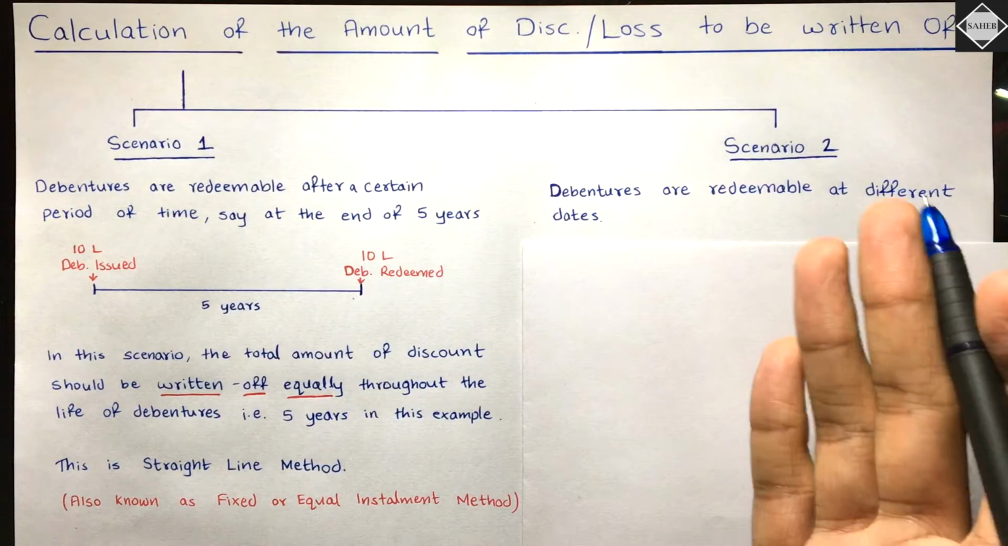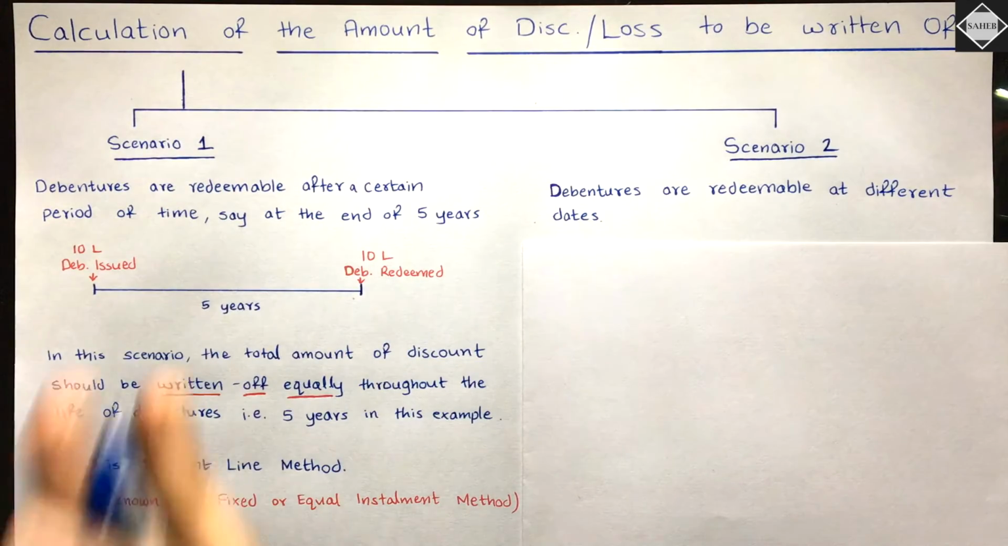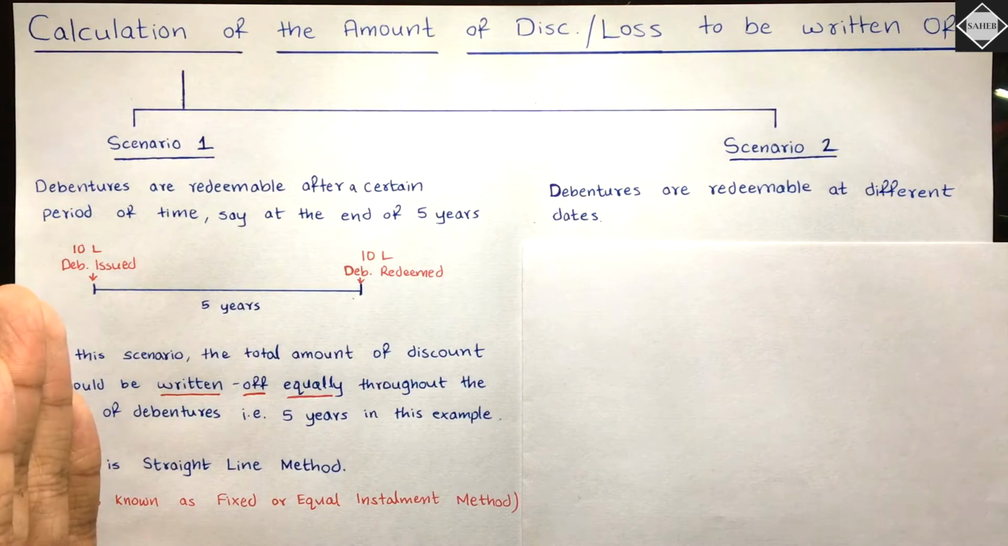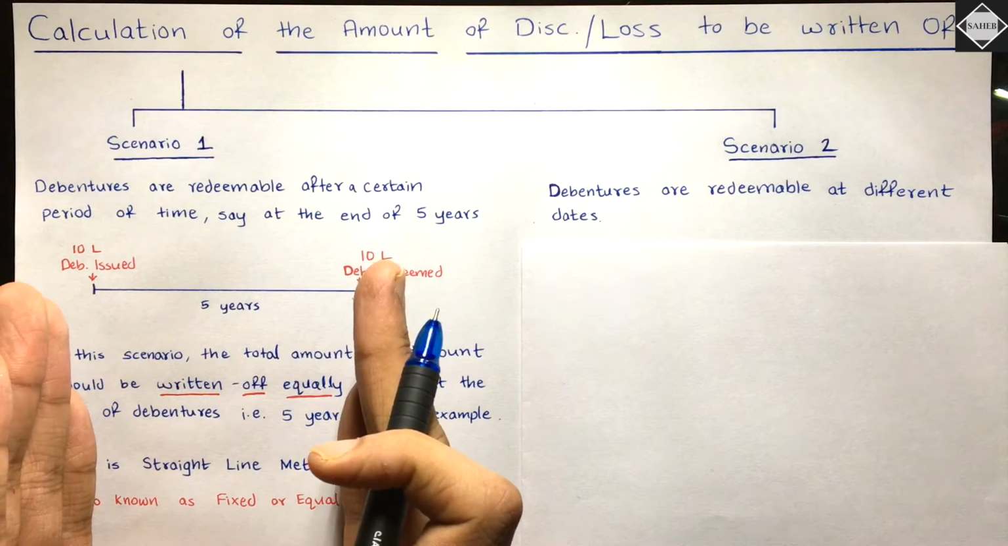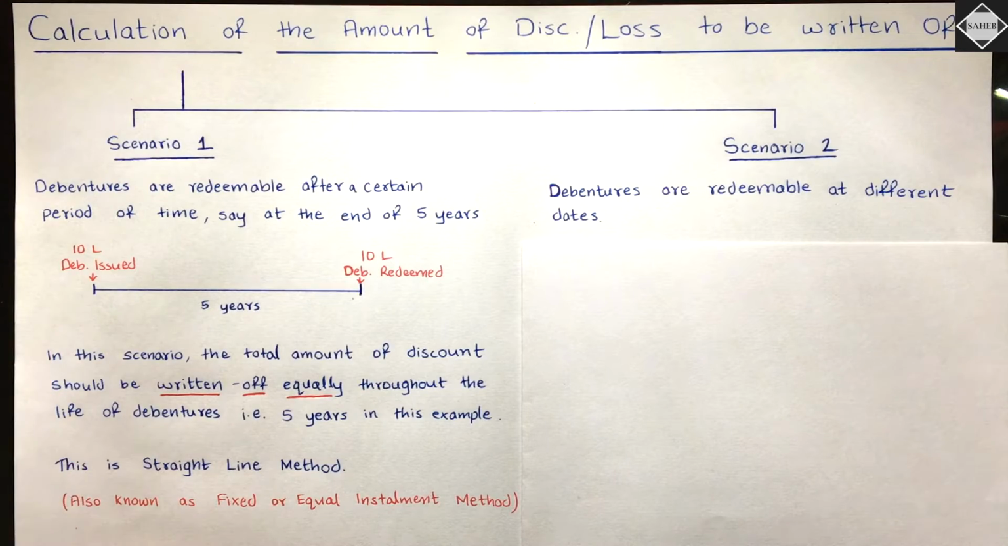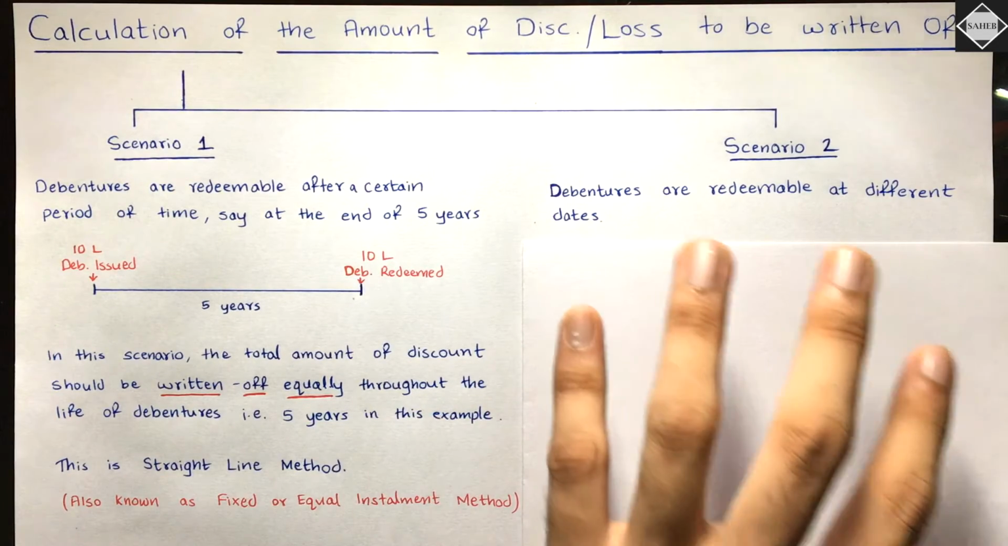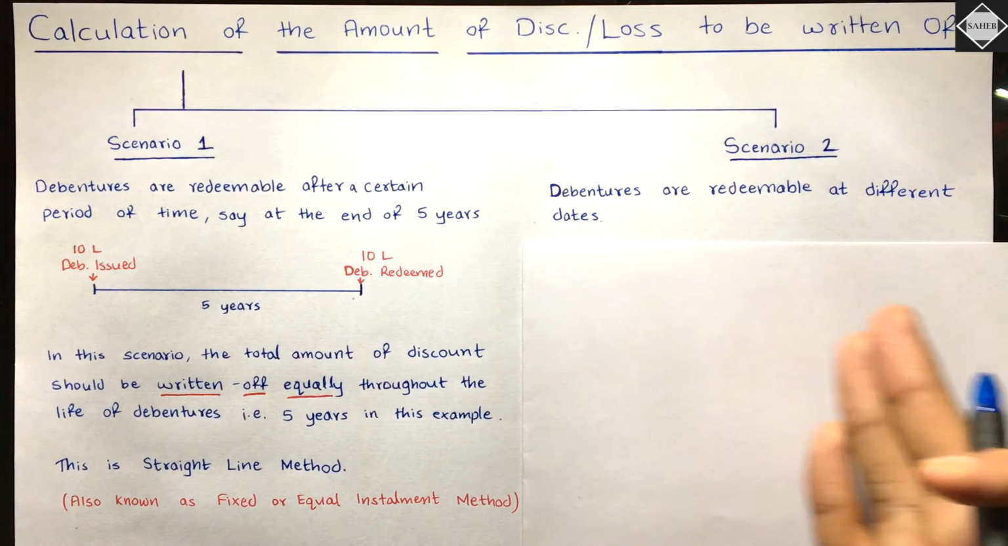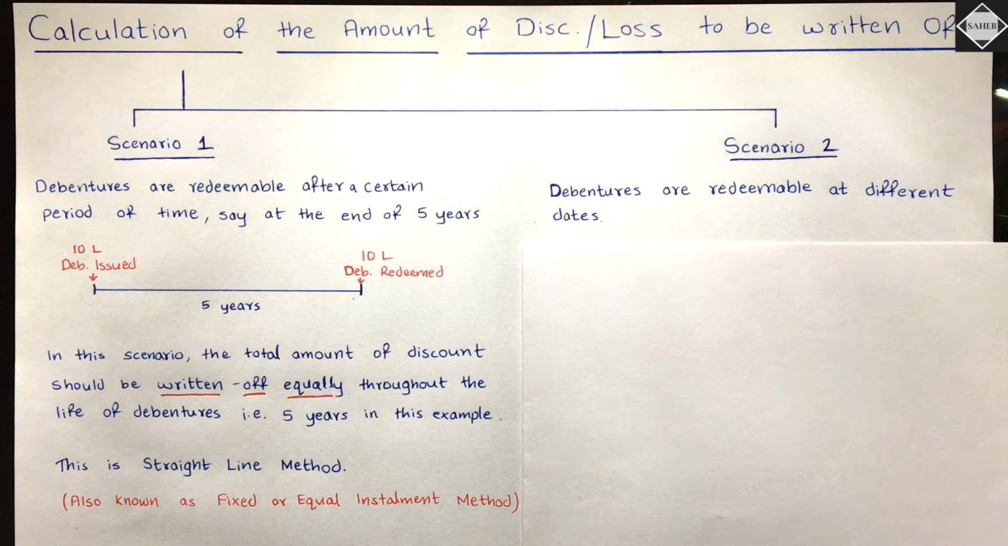If you compare this with the first scenario, in the first scenario what happened, we issued the debentures and then we redeemed the debentures at once in a single point of time, right? That's what happened. But here it's not like that. Here redemption is happening at various points in the period itself.